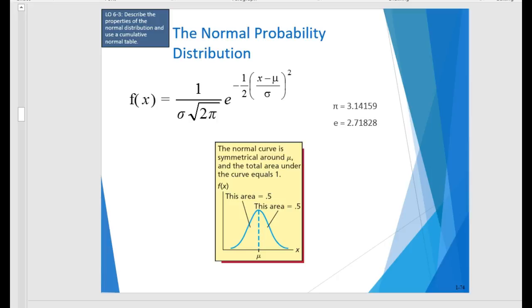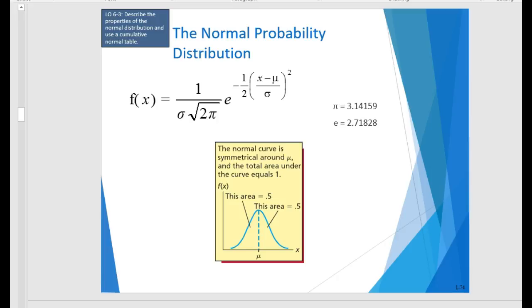You have sigma in there, you have pi in there somehow, you have e, you have x and mu, and then sigma again. So not really sure why they put this in here. I mean, this is certainly the function. This is certainly what the normal distribution's probability density function is. This is the last time you'll see it. I'm not quizzing you on this. I'm not testing you on this.